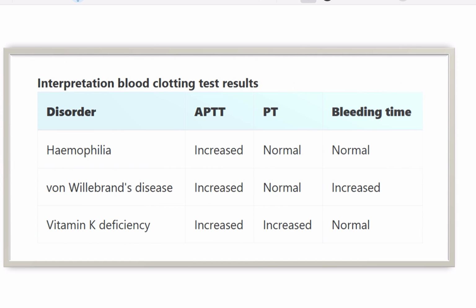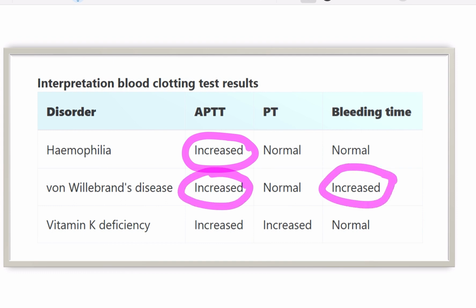And here we can see that in case of hemophilia, APTT increases. In case of von Willebrand disease, APTT increases and also the bleeding time increases. Vitamin K deficiency increases both the APTT and PT.